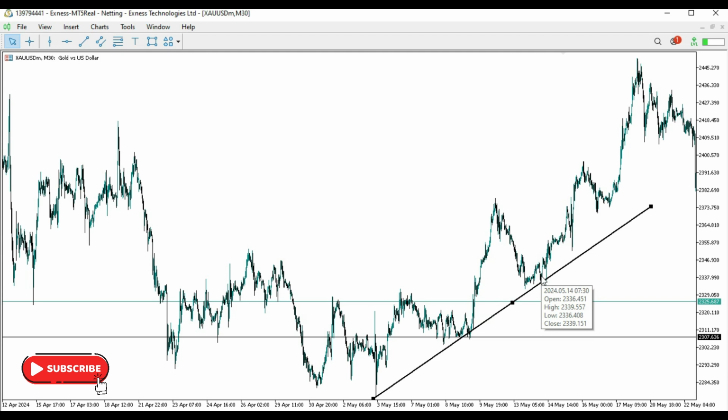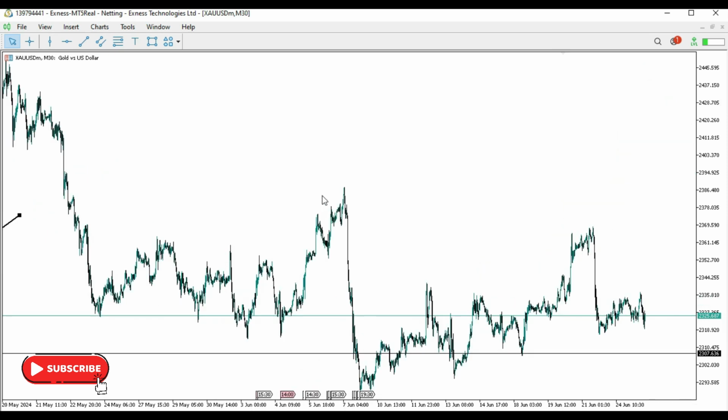So that is what I was trying to tell you, that it connects significant price points. So a trend line always needs to tell you something. It needs to tell you what is actually going on in the market. Now let's move on to how to draw trend lines.